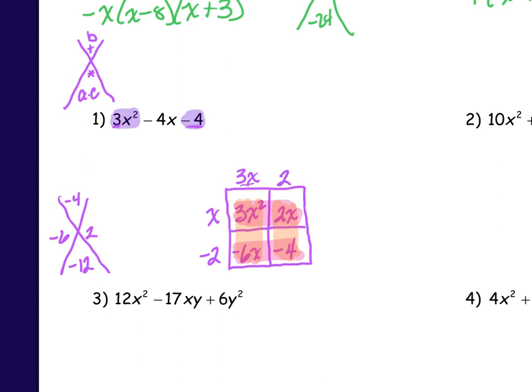And then I just want to verify that I got everything right. So 3x times x is 3x squared. And x times 2 is 2x. And 3x times negative 2 is negative 6x. And 2 times negative 2 is negative 4. Great, so that's correct. So it factors to 3x plus 2 times x minus 2. There we go. Don't worry, I'm going to do it a couple more times before I let you guys do it. Okay? So here we go.